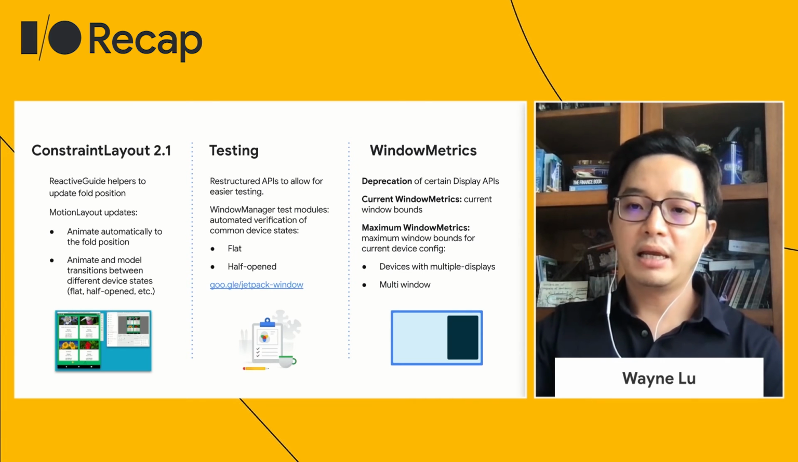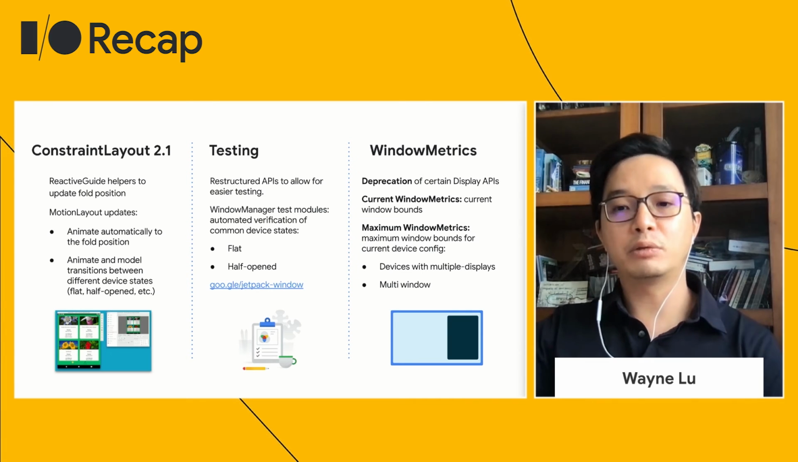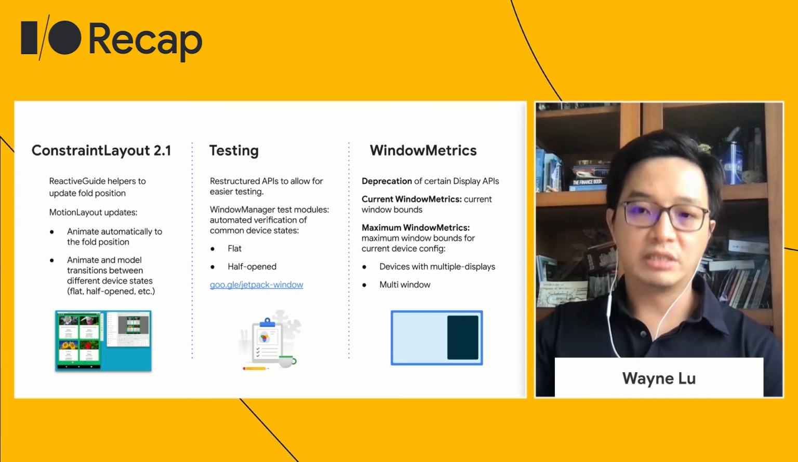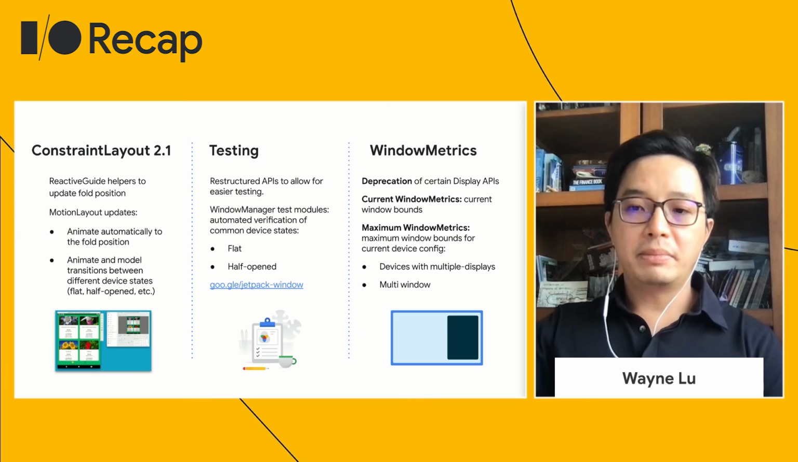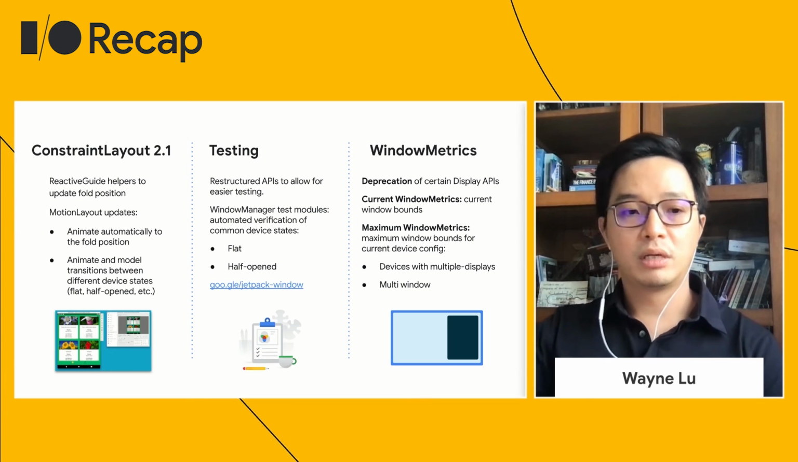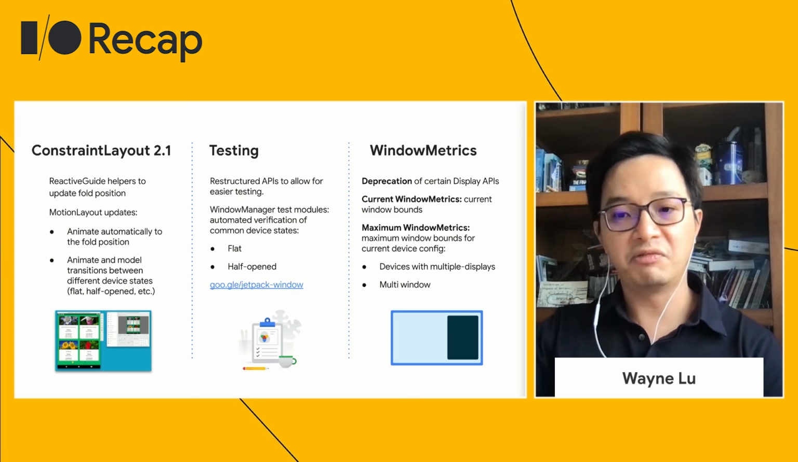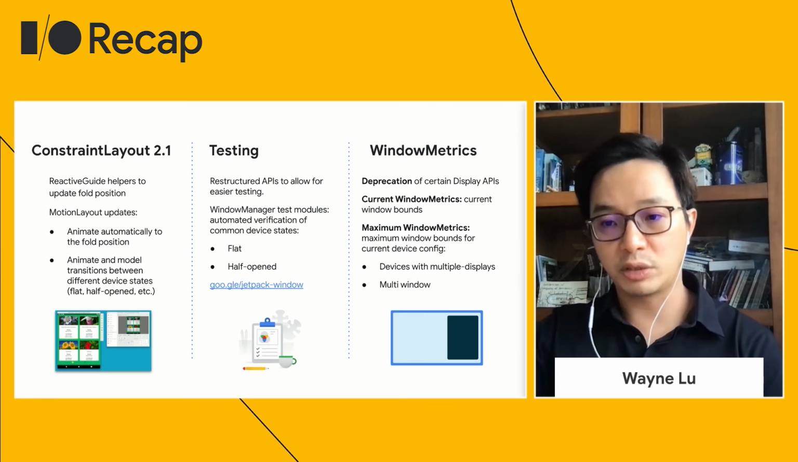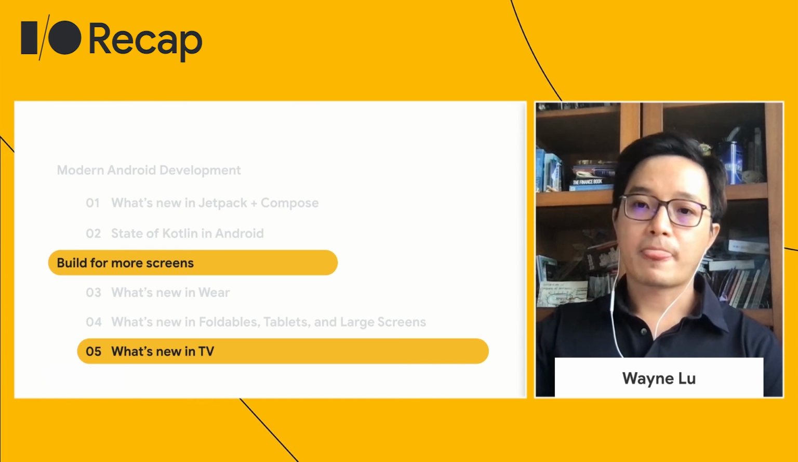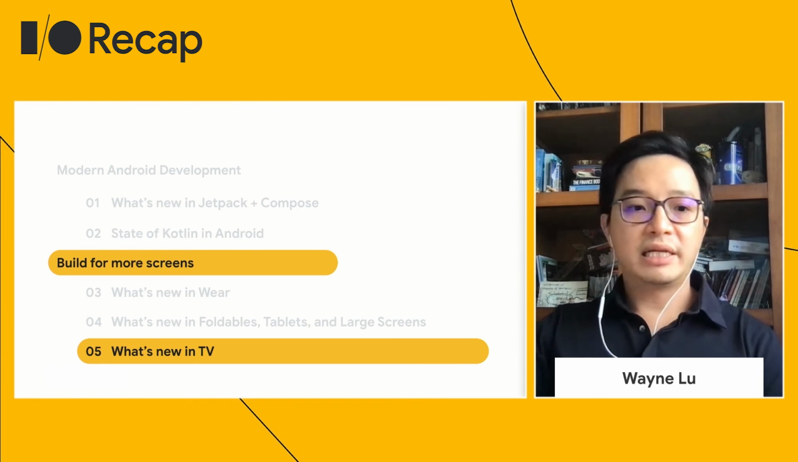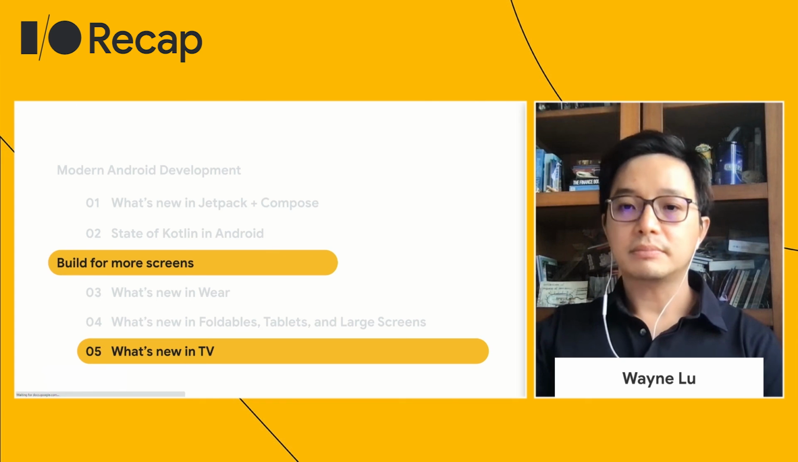To reliably develop foldable features, we have built a testing module for you inside Window Manager to help you write automated tests. You will be able to test experiences such as taking your layout into and out of tabletop mode. On large screens, your app may not always be full screen and the window size may change. Hence, we've added new window metrics APIs, current and maximum window metrics, for you to retrieve the correct window size information.